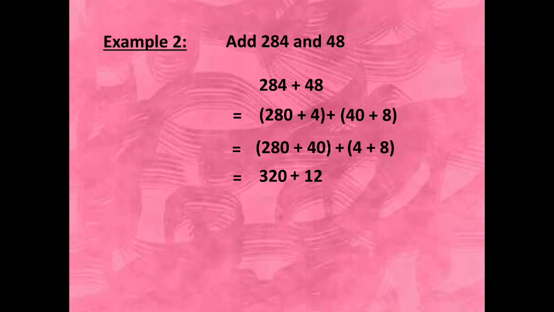Now you have to add 320 and you have to add how many times? You have to go forward 12 times. So 321, 322, 323, 324, 325, 326, 327, 328, 329, 330, 331 and 332. 12 times I have added. So it is 332. So 284 plus 48 is equal to 332.